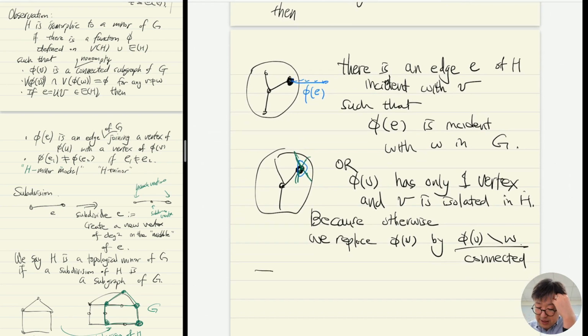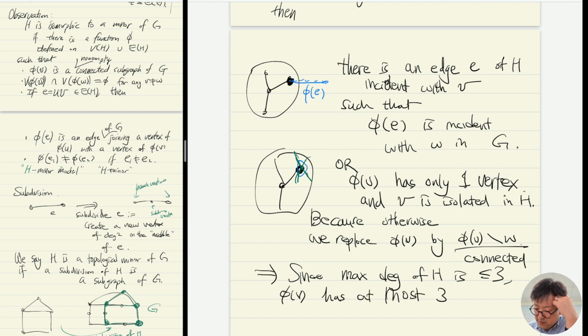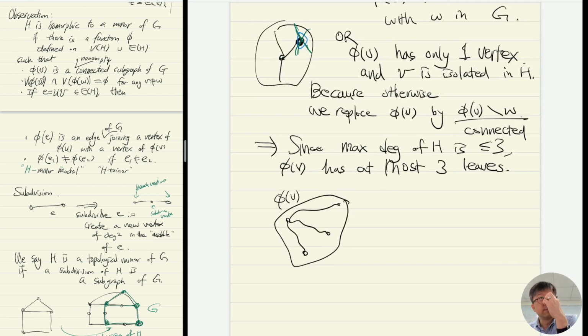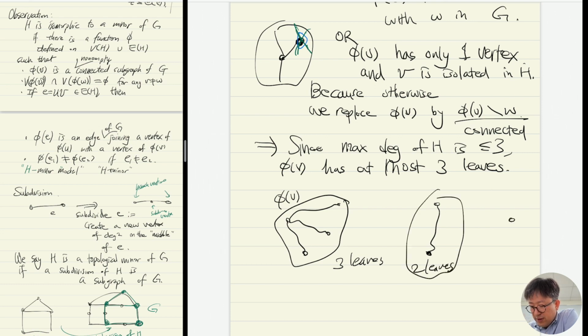Now what does that mean? That means since the maximum degree of H is at most 3, phi v has at most 3 leaves. So it's a tree with at most 3 leaves. And a tree with at most 3 leaves all looks like this graph, right? There's no other option. I mean, this is 3 leaves. You might have 2 leaves or 1. No, there's no case with 1 leaf. We call a leaf a vertex of degree 1, but you may have a case like this.